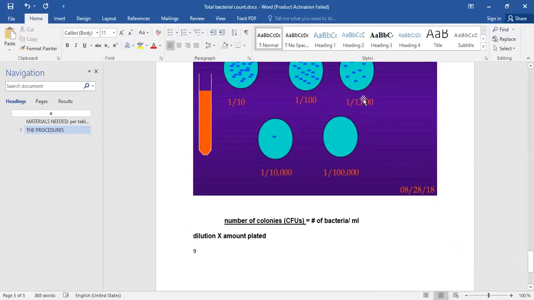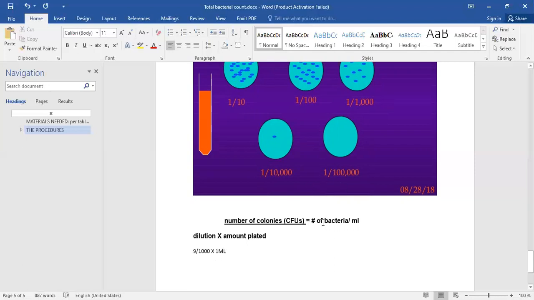divided by the dilution factor. The dilution factor is 1 by 1000. So we will divide it by 1000, and after that we are going to multiply the amount of sample that was plated, that is 1 ml, into 1 ml.